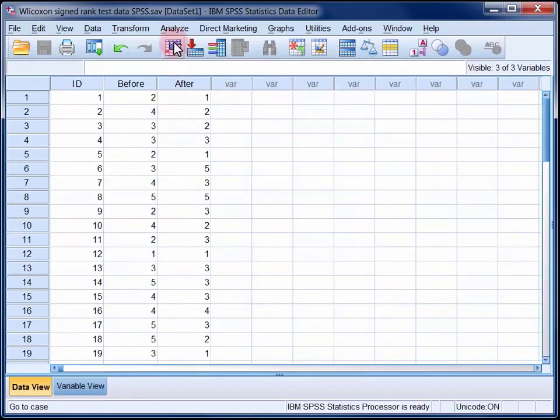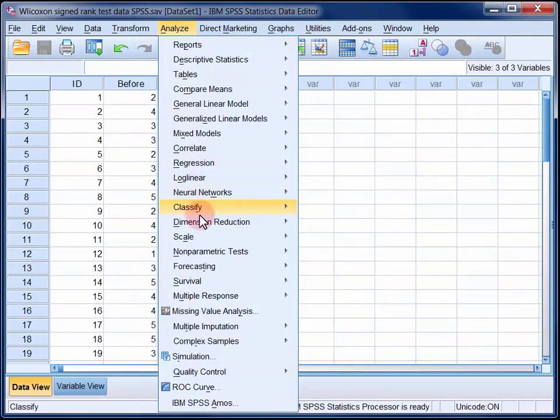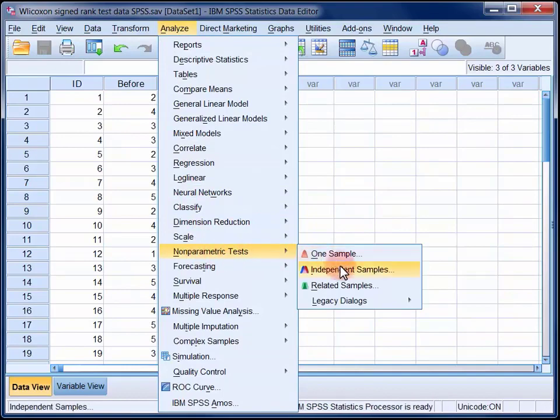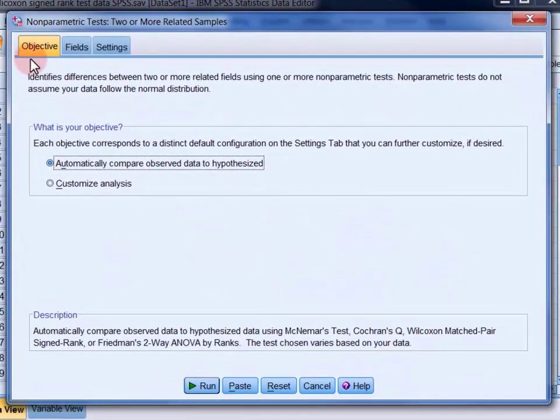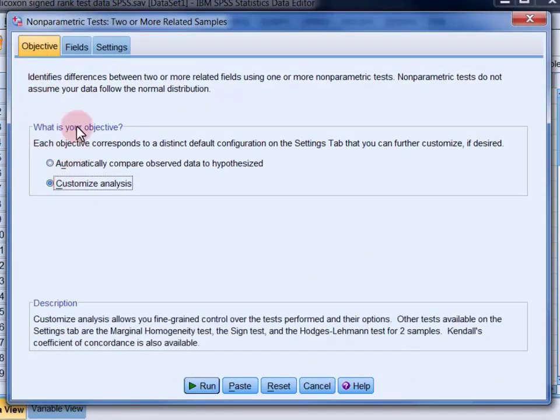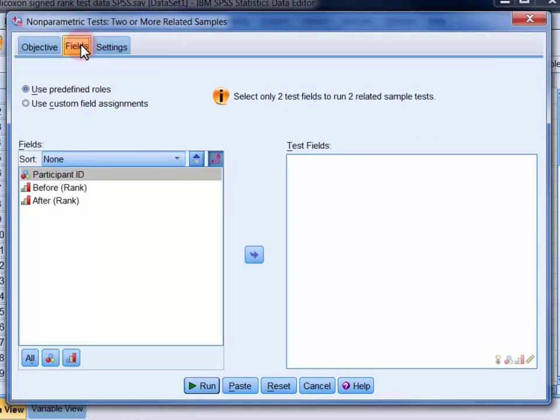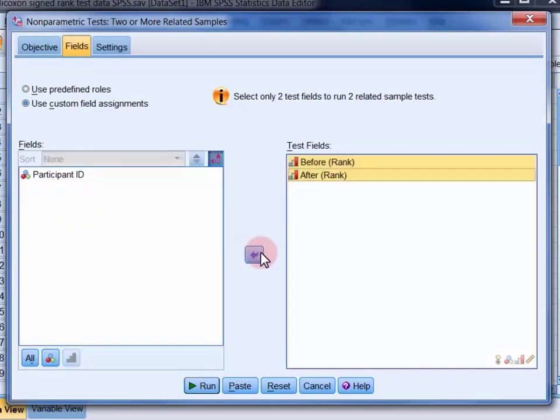So in the Analyze menu, select Non-Parametric Tests and then Related Samples. Under the Objective tab, select Customize Analysis. In the Fields tab, move the two variables of interest into the Test Fields list. And these are the rankings for GM ingredients before and after the lecture.